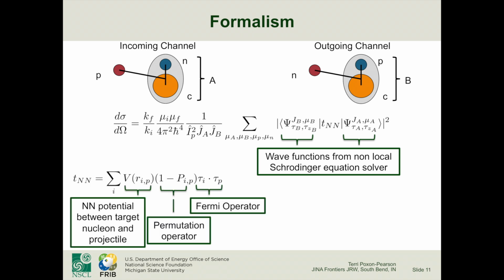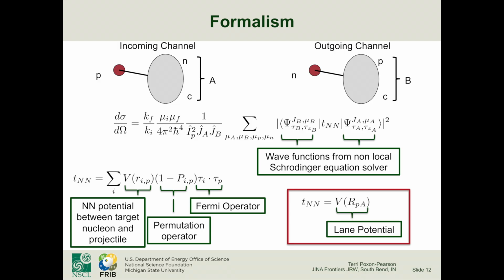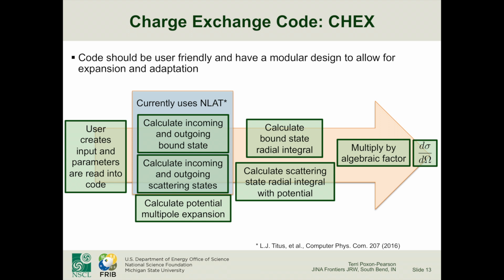In the most general case, this interaction is an NN potential that sums over all the target nucleons. We have something that can take into account anti-symmetrization. And then we have our Fermi operator, which I said changes isospin but not spin. We actually make this a lot easier on ourselves because we're using this Lane potential. So this just runs over one scattering coordinate. It takes your nucleus that's a core plus a valence and actually just turns it into one blob. So this is a very, very simple interaction that we're using.